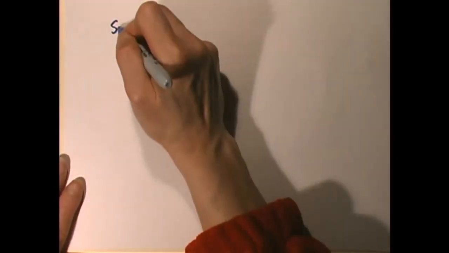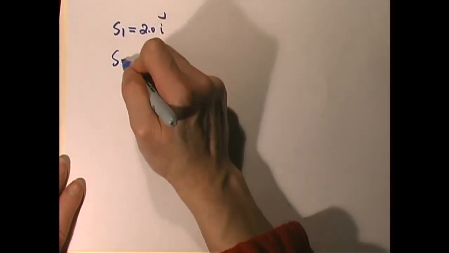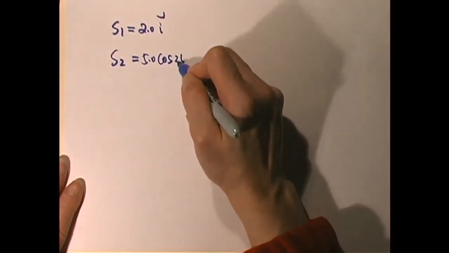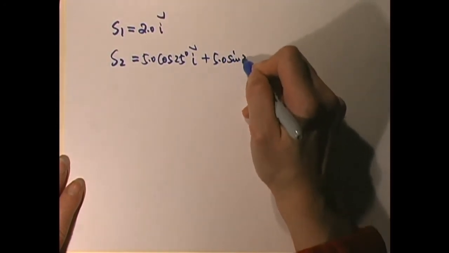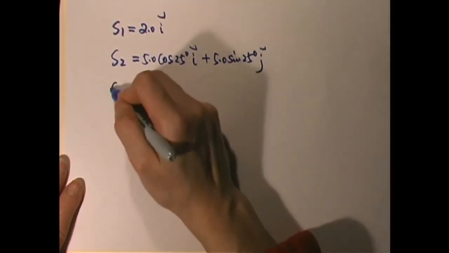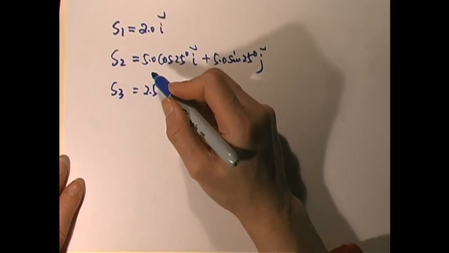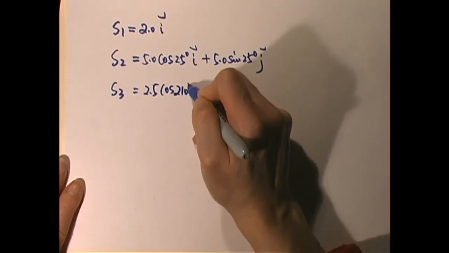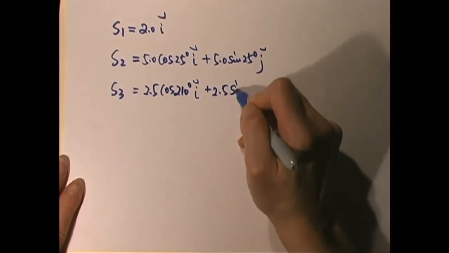Mathematically, S1 is 2.0 i, because that is simply east. S2 is 5.0 cosine 25 degrees i plus 5.0 sine 25 degrees j. S3 is 2.5 kilometers as the magnitude, and cosine 210 degrees, because that is 30 degrees south of west, and 2.5 sine 210 degrees j.